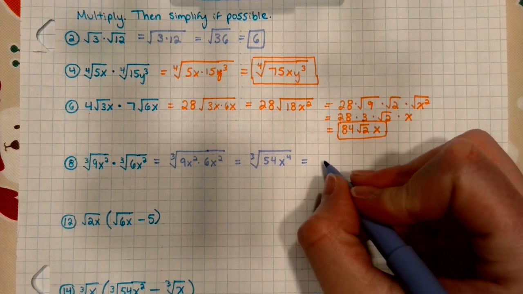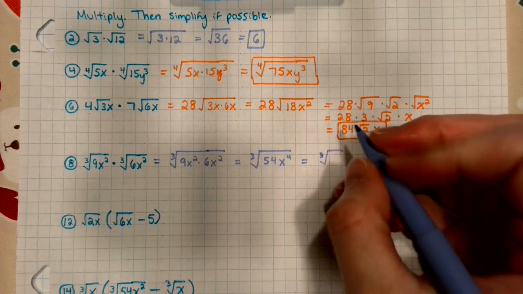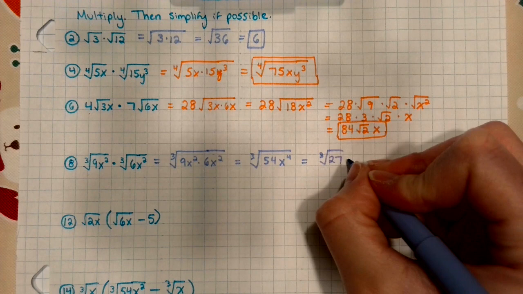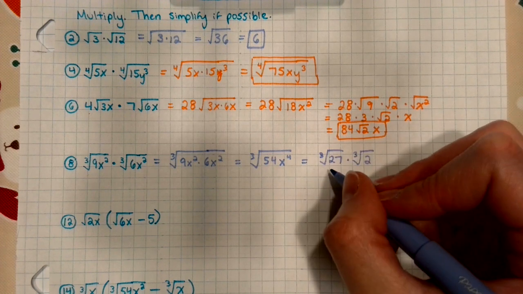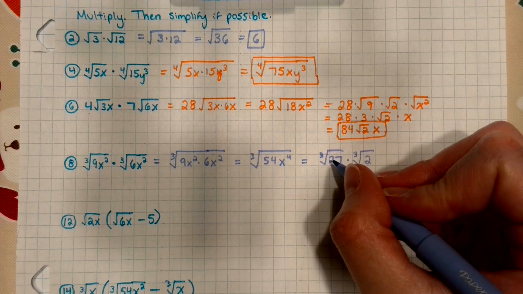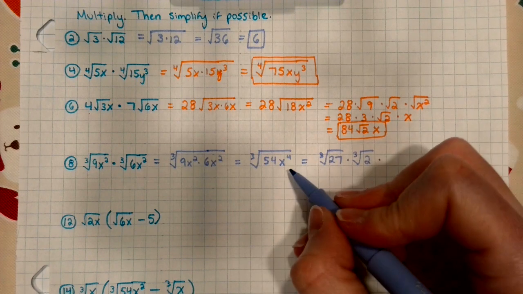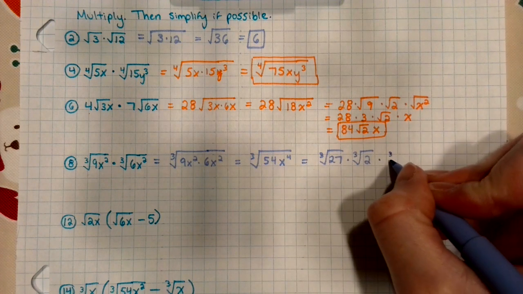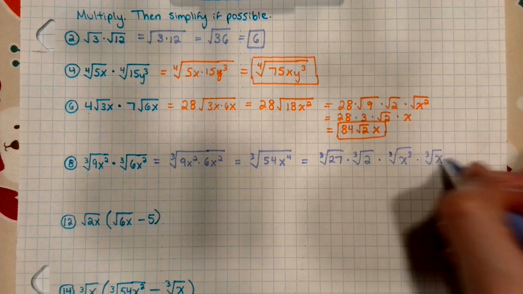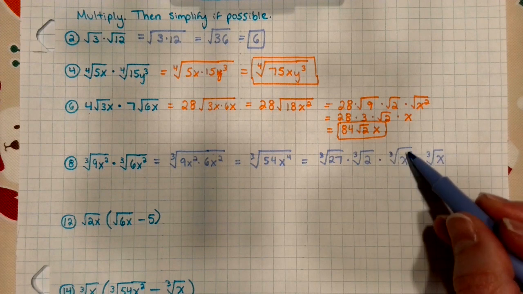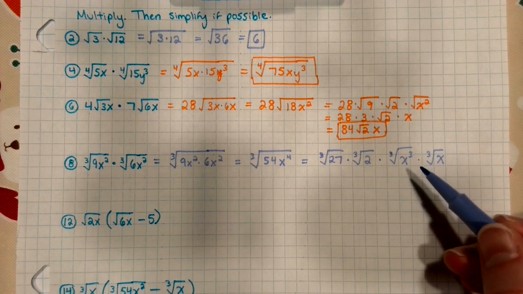So 54 is going to break down into the cube root of 27 times the cube root of 2. The cube root of 27, we're actually going to be able to evaluate that part. Then we're going to break apart x to the 4th. We're going to write that as the cube root of x to the 3rd times the cube root of x. And again, we're actually going to be able to take the cube root of this x to the 3rd power.